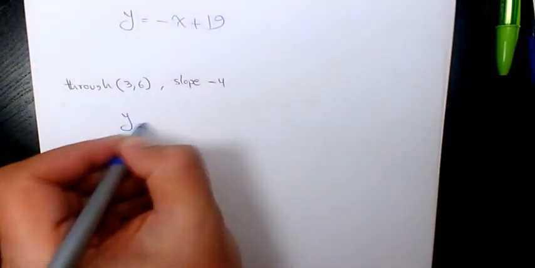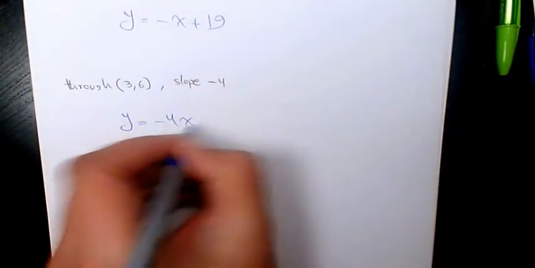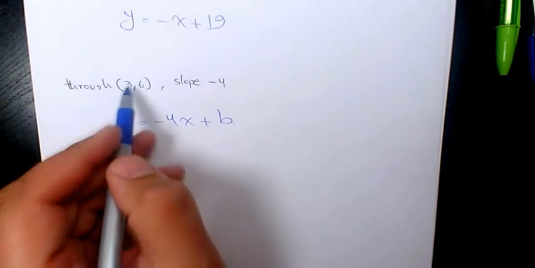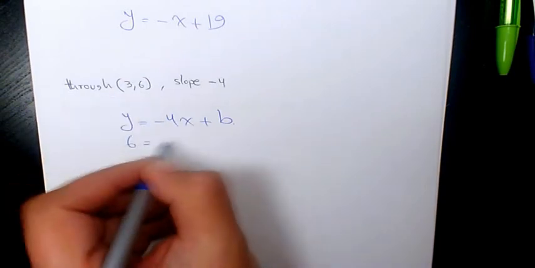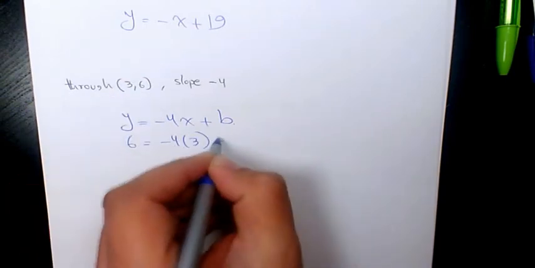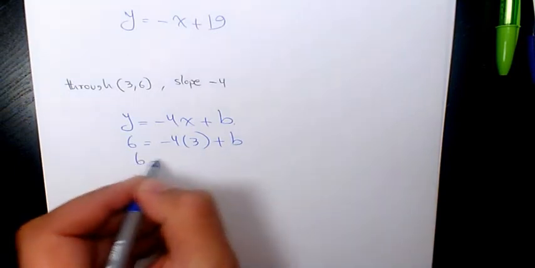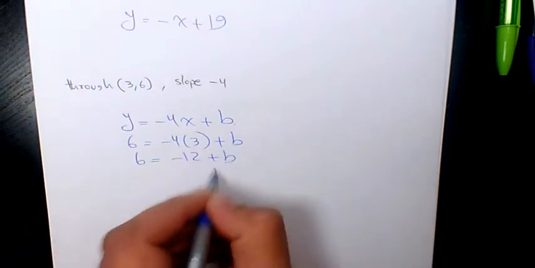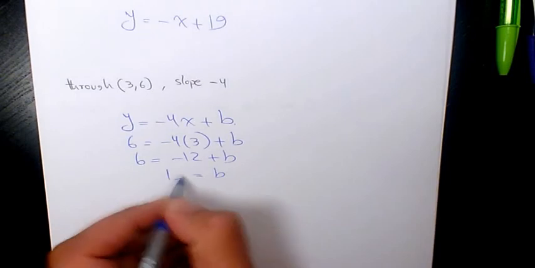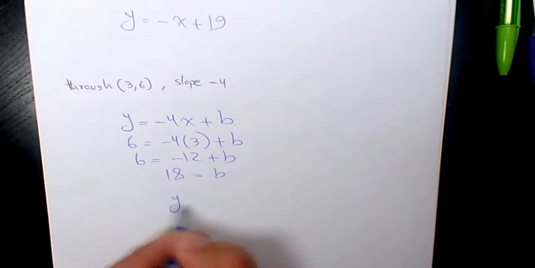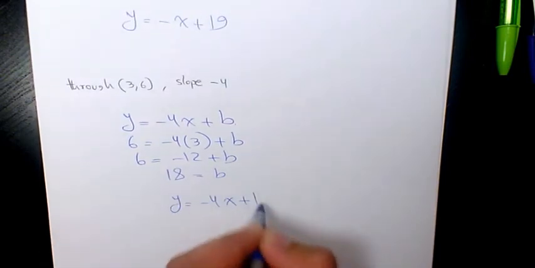This one, y equals negative 4x plus b. So you sub these numbers, y is 6, 3 is x. So we have 6 equals negative 12 plus b. So b will be 6 plus 12, which is 18. So y equals negative 4x plus 18. That's the equation of the line.